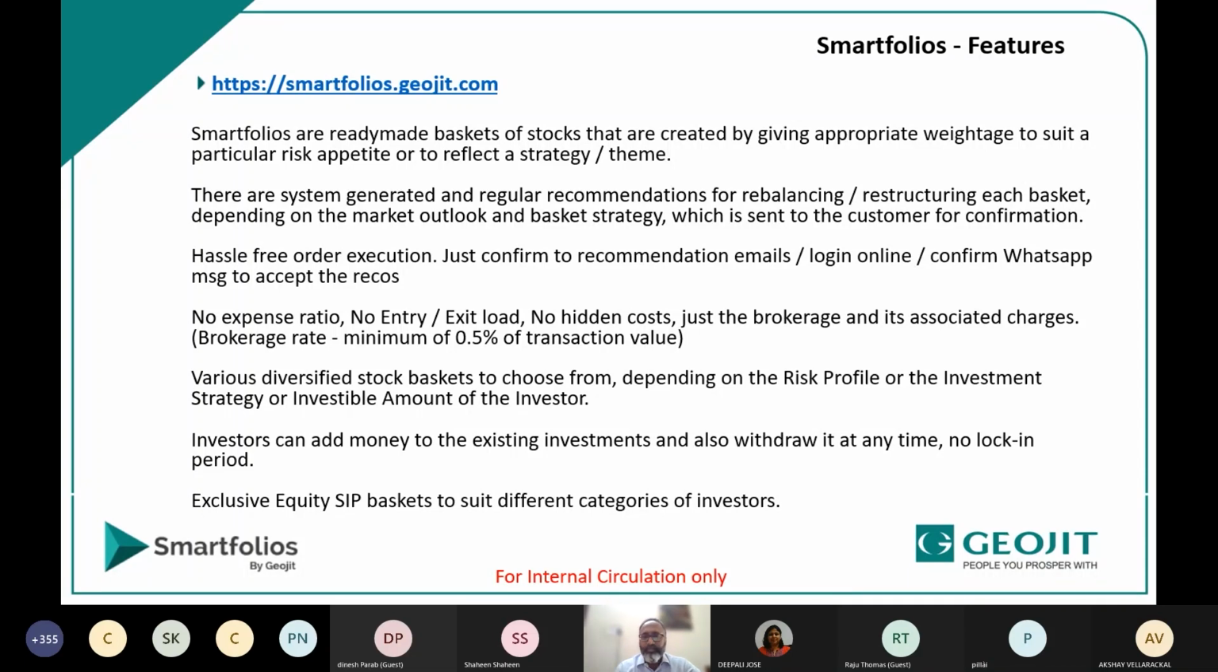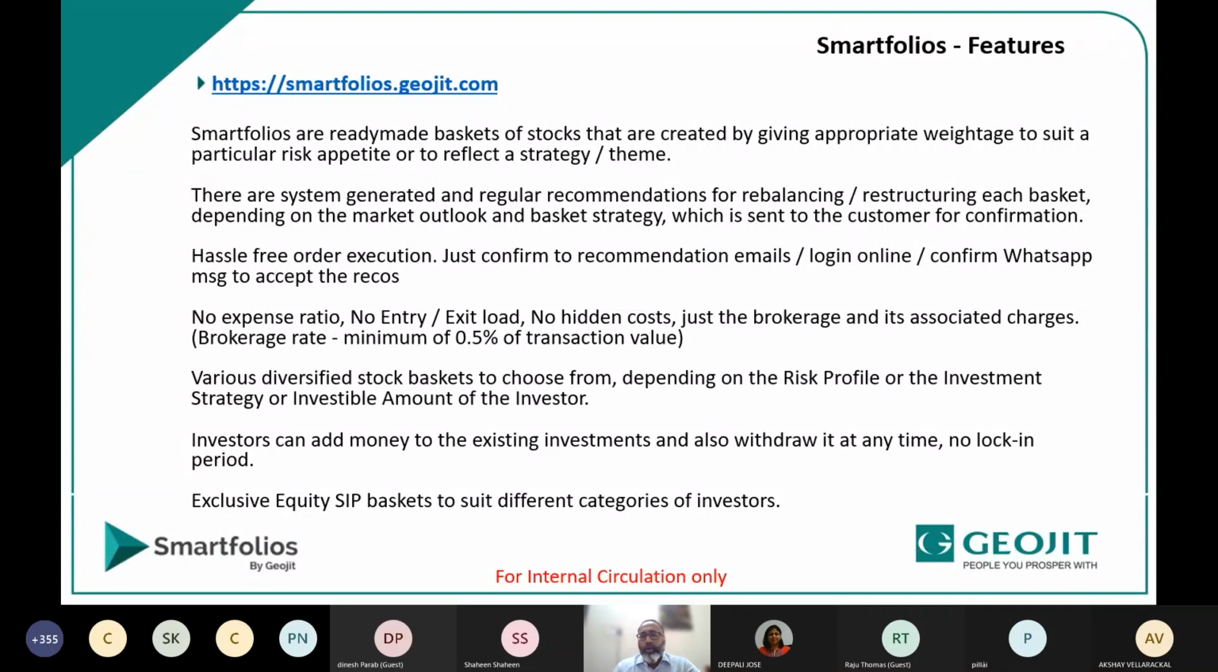Now, once the client confirms, or once you confirm the recommendation, either replying to the email, or you can log in online and accept the orders over there, or you can accept it via WhatsApp, or shortly when the mobile app comes in, you'll be able to accept it through the mobile app. Once you just click on accept, the execution happens automatically.